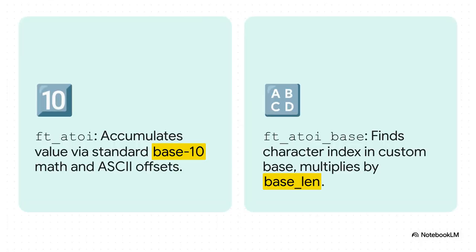Now, moving on to our final exercise, ft_atoi_base. Let's actually compare it to the standard ft_atoi. Standard atoi accumulates value using base 10 math and ASCII offsets, right? We literally just subtracted 0. Well, ft_atoi_base simply marries the whitespace and sign parsing of regular atoi with this brand new positional indexing logic. Because your base characters could be literally anything, like say poneyvif for base 8, you can't just subtract 0 anymore. That won't work. You need to actually find what index position the current character occupies inside that custom base string.